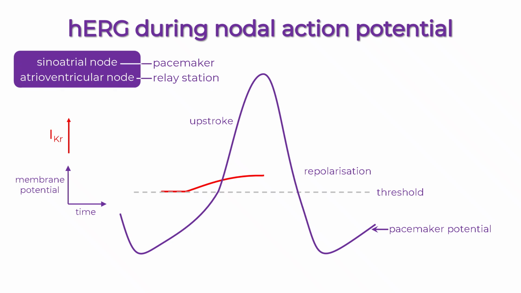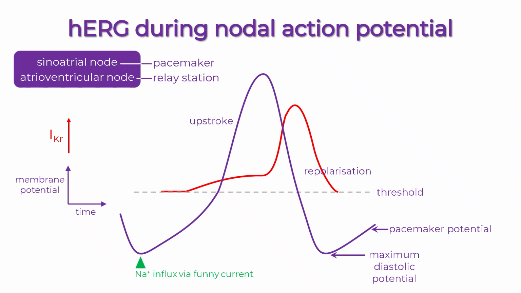But as repolarization begins, hERG channels recover from inactivation and remain open long enough to provide a surge of outward potassium current that completes repolarization and helps set the maximum diastolic potential, the lowest membrane potential reached during diastole. This outward current opposes inward sodium current via HCN or funny channels and calcium entry, ensuring each pacemaker cycle resets properly before the next spontaneous depolarization begins.